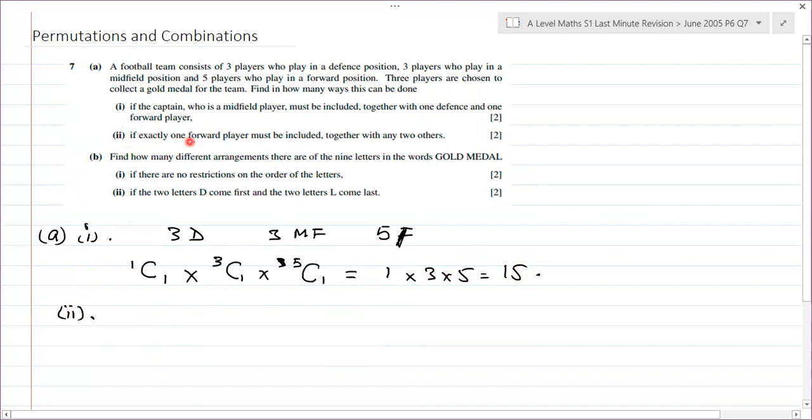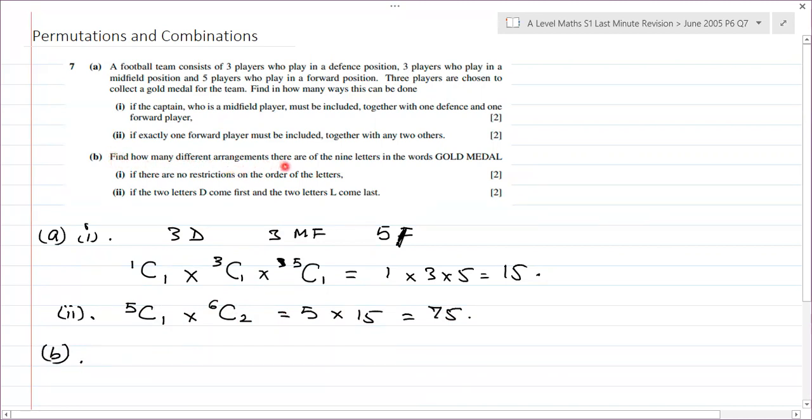Part 2, if exactly 1 forward player must be included together with any other 2. So 1 forward player, how many forward players do we have? 5. Out of 5, we select 1 with any other 2. So 3 plus 3, that's 6. Out of the 6, we can select any 2. So that's 5C1 multiplied by 6C2. So that's 5 multiplied by 15, and that's going to give us 75. Part B.